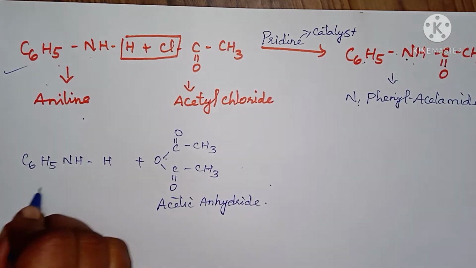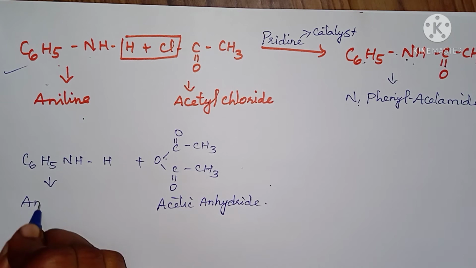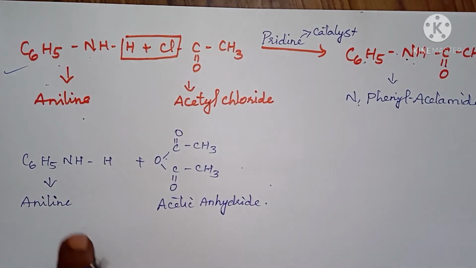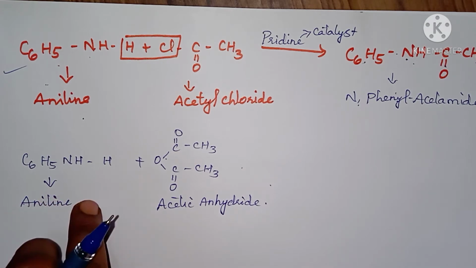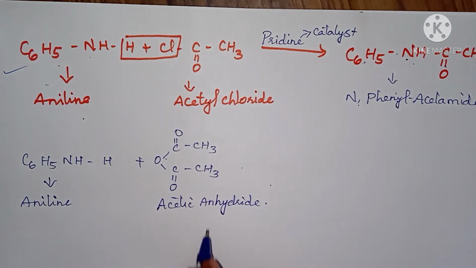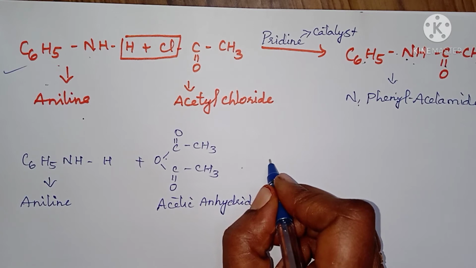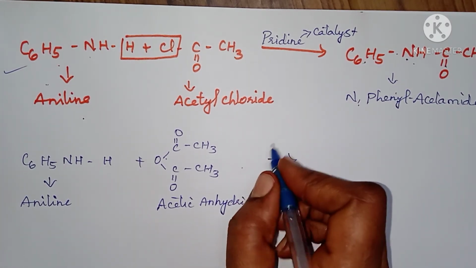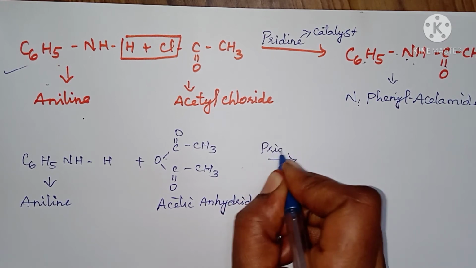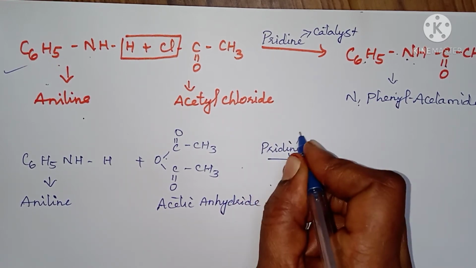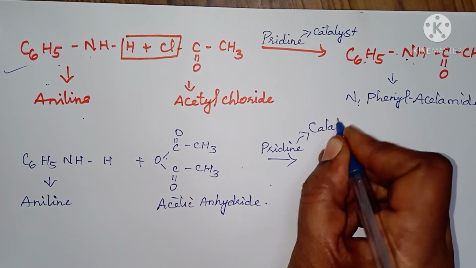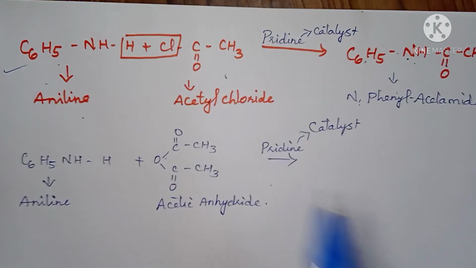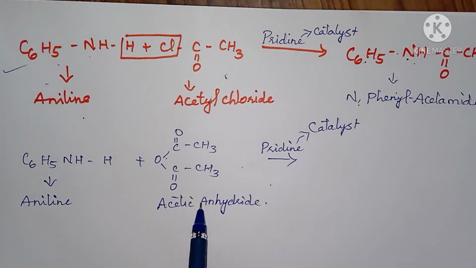Now this is aniline, a primary amine. Methyl amine you can also take, or phenyl amine, an aromatic amine. Now what happened here? The same pyridine we take as a catalyst. See, instead of acetyl chloride we have taken acetic anhydride.